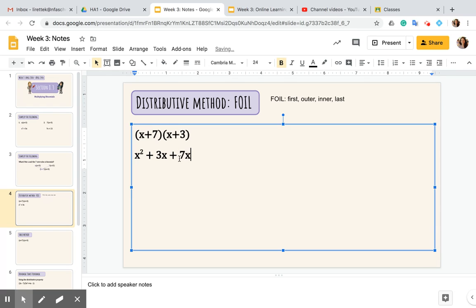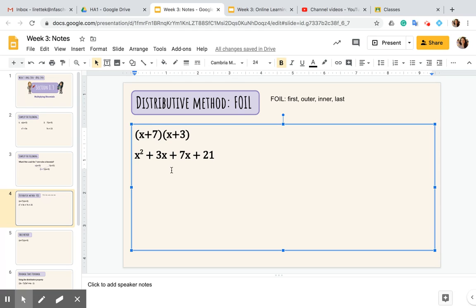And then the last product comes from the last terms in each of the binomials. So if I look at these two binomials, here's the last term in the first binomial, here's the last term in the second binomial. I multiply those and get 21. So that's how you multiply two binomials together.